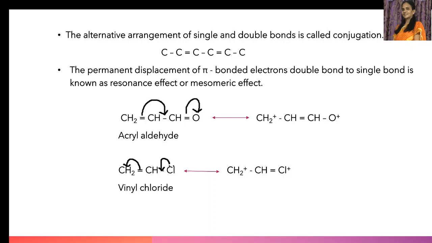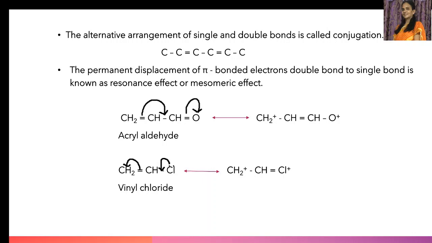Now, the permanent displacement of pi bonded electrons of a double bond towards a single bond is known as resonance effect or mesomeric effect. Now let us consider this example. Here this is a pi bond. Double bond is made up of one sigma and one pi bond. These pi bond electrons are shifted towards the single bond.